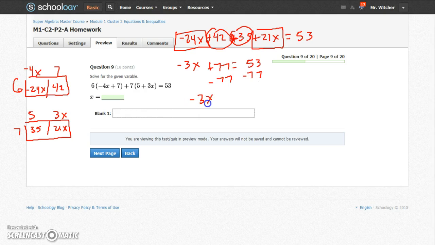So negative 3x, this becomes an identity of 0, equals negative 24. I divide by negative 3, and x equals a positive 8.